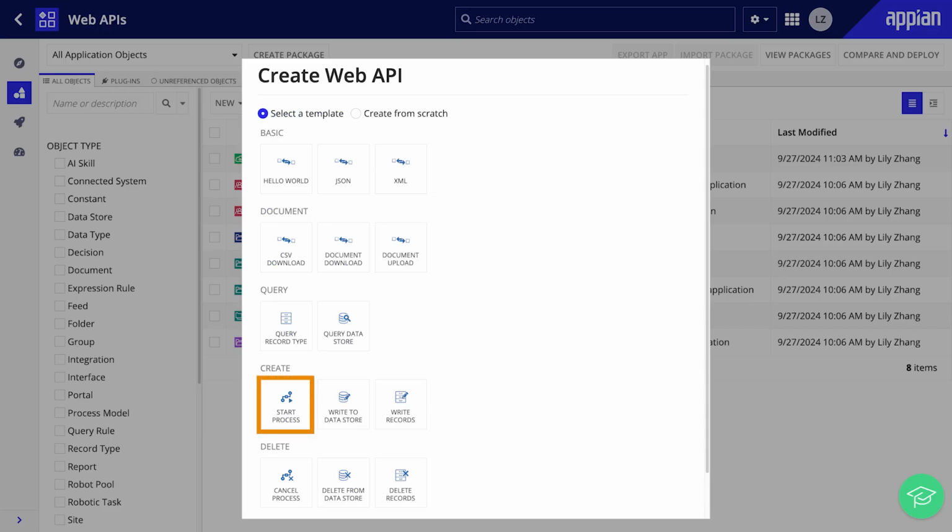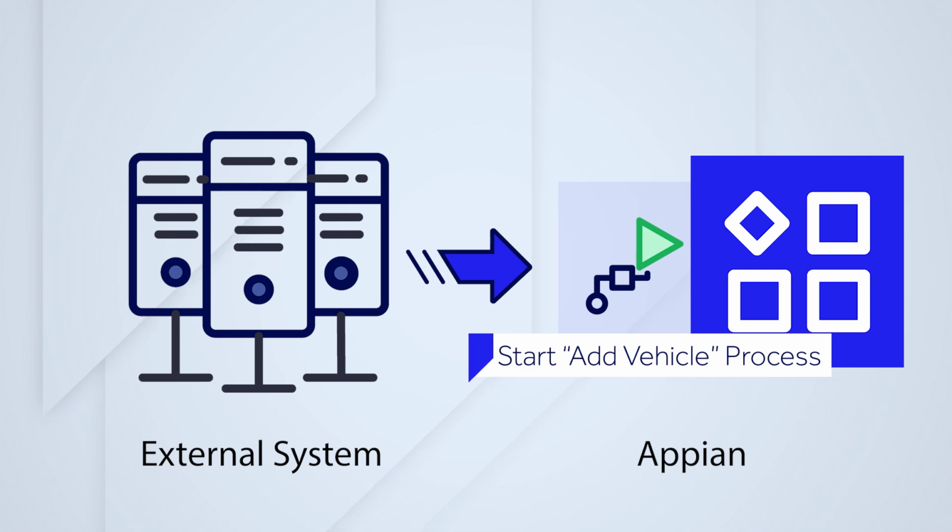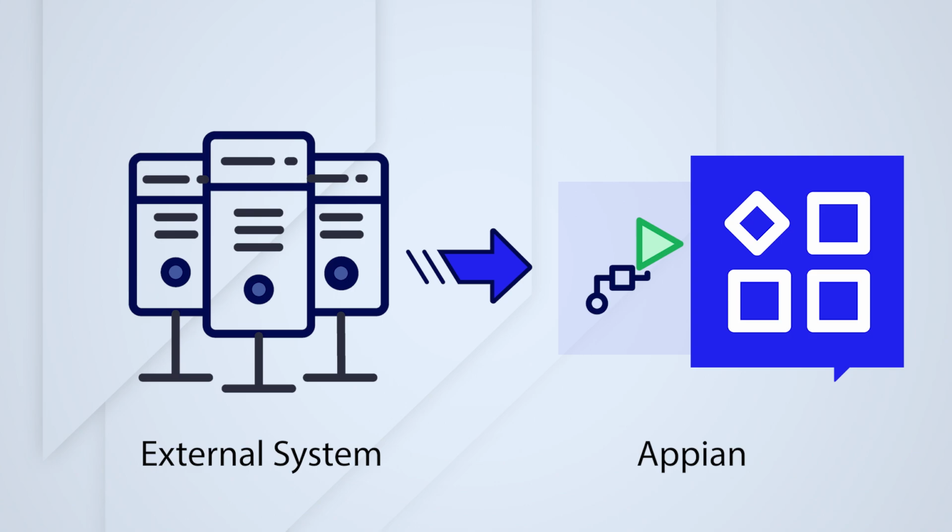In this video, you learned how to create a post web API that starts an Appian process and saves data from an external system to a record type. This data can then be used throughout your workflow, whether that's transforming the data, saving it, or triggering a subprocess.